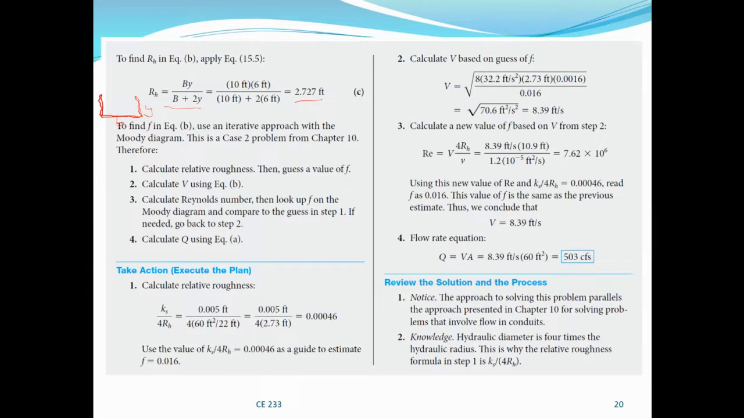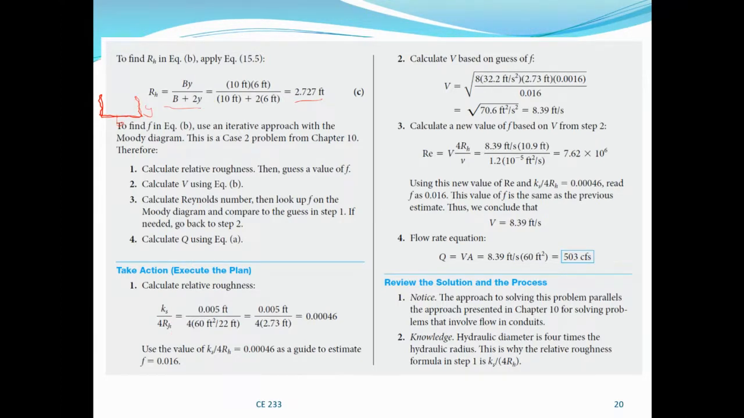Okay, and to find f in equation B, use an iterative approach with the Moody diagram. Okay, this is a case 2 problem in chapter 10, which we discussed, where we assume the value of the friction factor and then evaluate the Reynolds number and the relative roughness, then go back to the Moody diagram to find f and compare the two f's. If they agree, if they are equal, we stop. If they are not, we revise the new f. Okay?